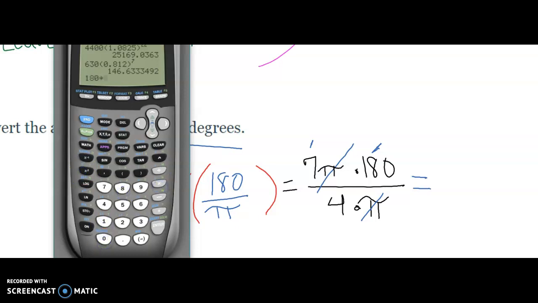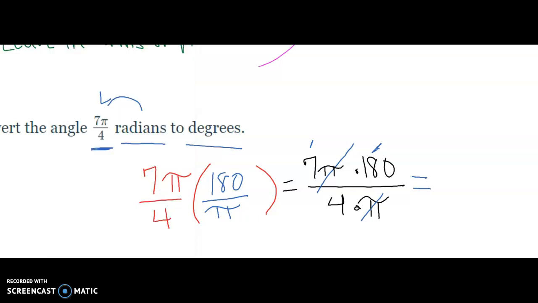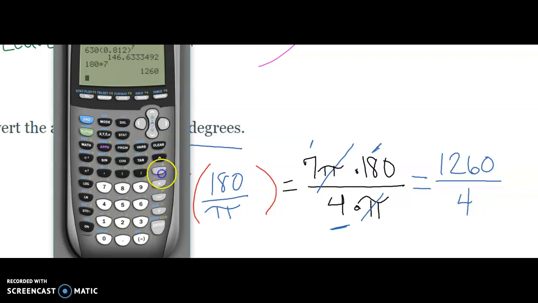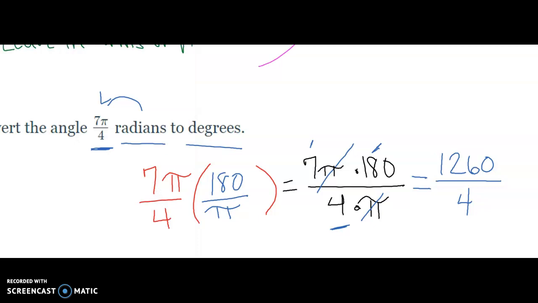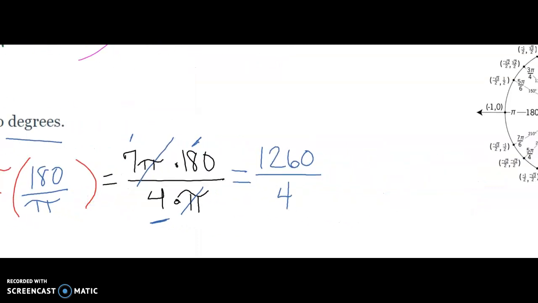180 por 7. So that is 1260, like that. And then in the denominator, we just had 4. Now I'm going to see if that simplifies. So I'm going to divide by 4. Let's see what it simplifies to. It does simplify to 315.